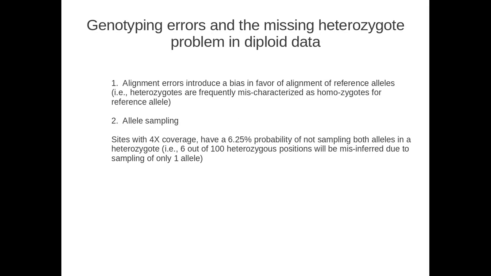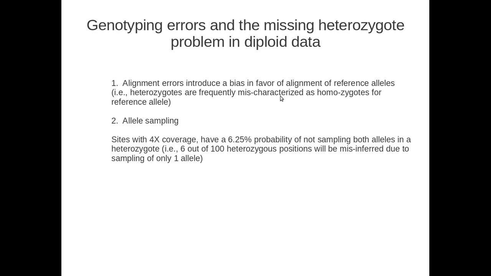So I just thought I'd mention here, the previous section was all about mapping error, and I told you about how mapping error is a significant problem in next generation sequence analysis. Another problem is in the genotyping step, in inferring whether an individual is a homozygote or a heterozygote. And this problem has a couple of sources.